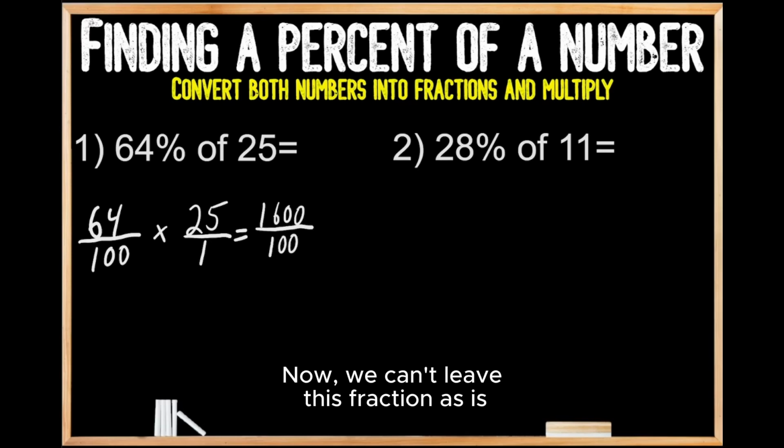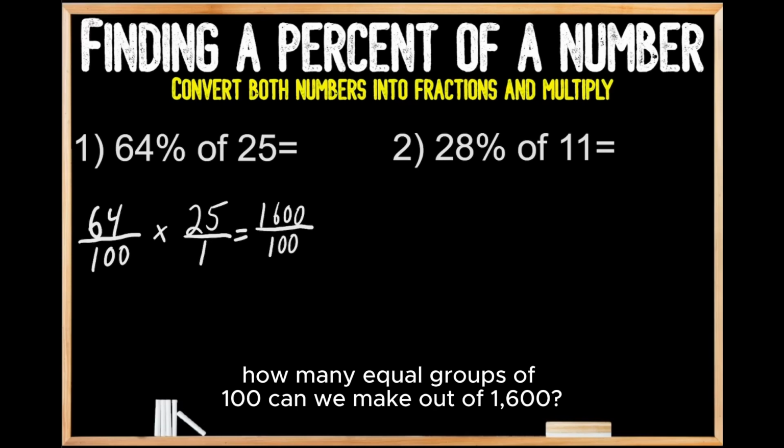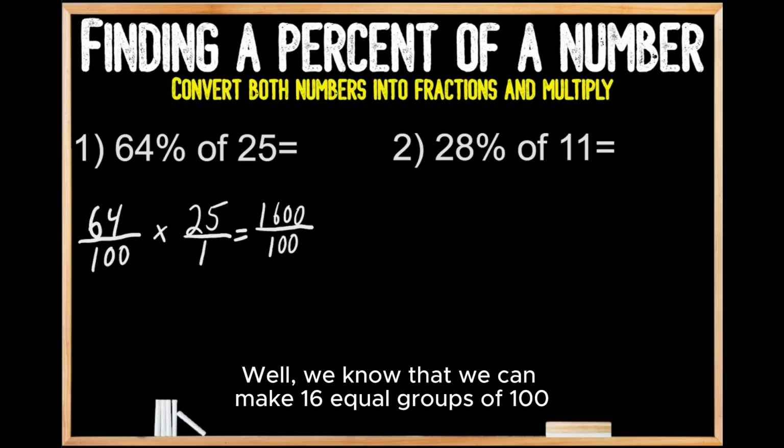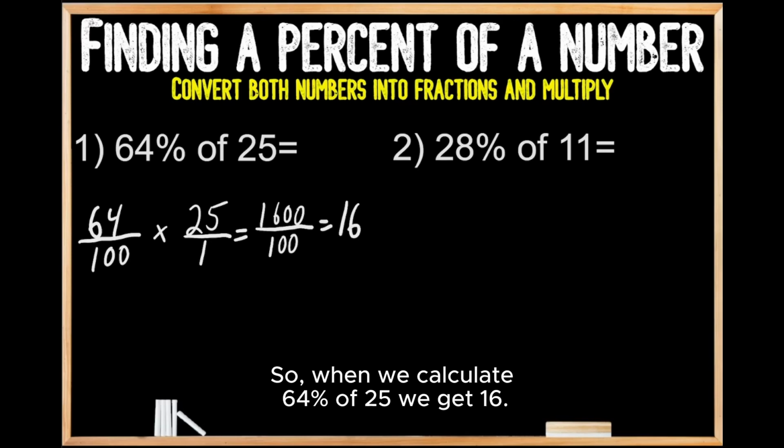Now, we can't leave this fraction as is because it's currently an improper fraction. So we're going to think, how many equal groups of 100 can we make out of 1,600? Well, we know that we can make 16 equal groups of 100 out of 1,600. So when we calculate 64% of 25, we get 16.